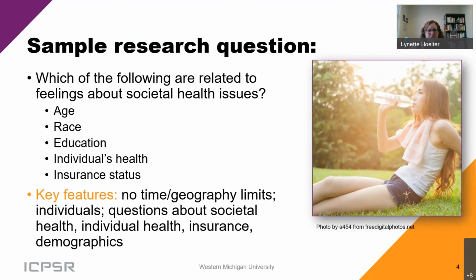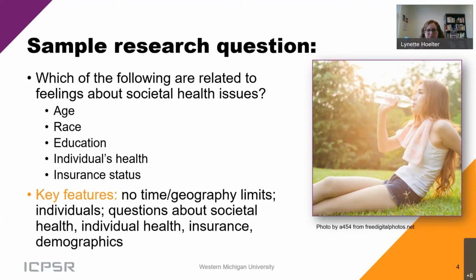And so the simple research question I came up with is, which of the following are related to feelings about societal health issues? So age, race, education, individuals' own health, and their insurance status. And Daria mentioned last week the kinds of things that you want to think about as you're searching for data. So I included those here. There are no specific time or geography limits. I'm just interested in exploring this topic generally.